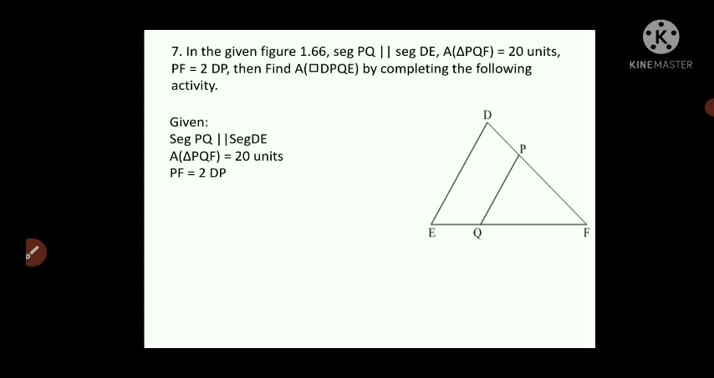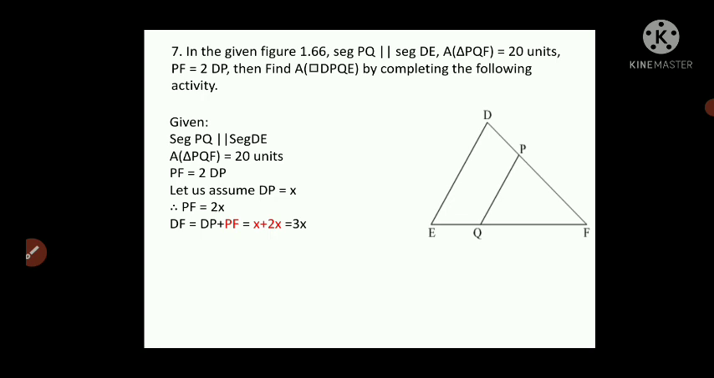So see what is given. Segment PQ is parallel to DE and the area of triangle PQF is 20 units. PF is given as 2 times DP. So let us assume that DP is equal to X. Therefore, PF will be 2X. Now DF is DP plus PF. Since the points are collinear, when you add DP and PF you get DF. So that is X plus 2X, which is 3X.